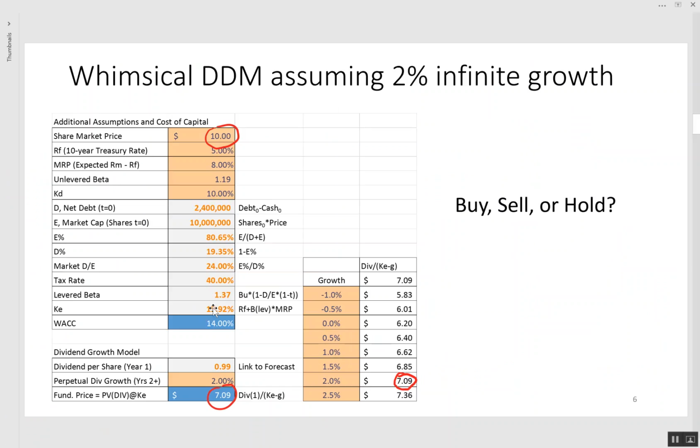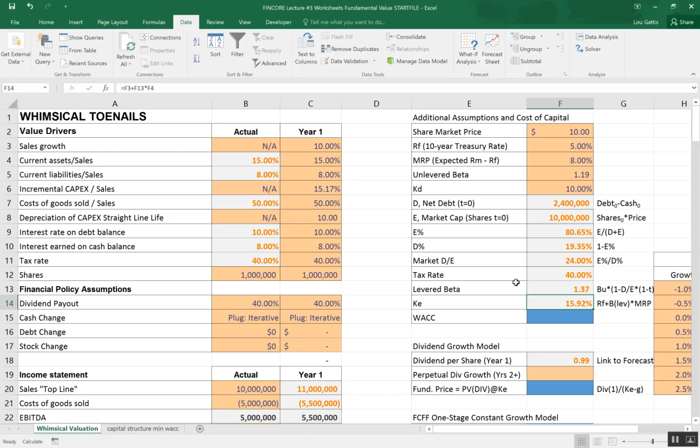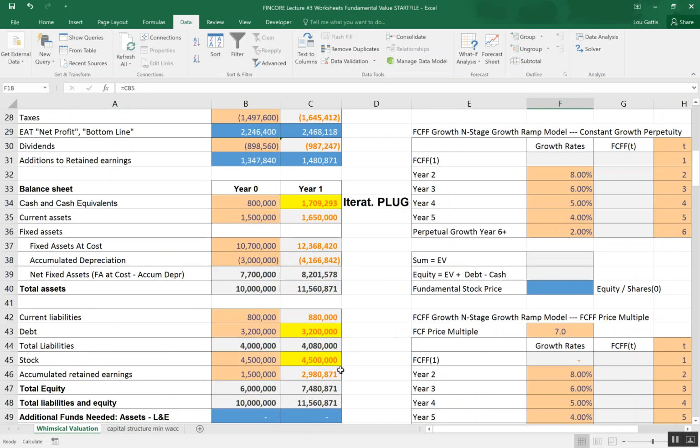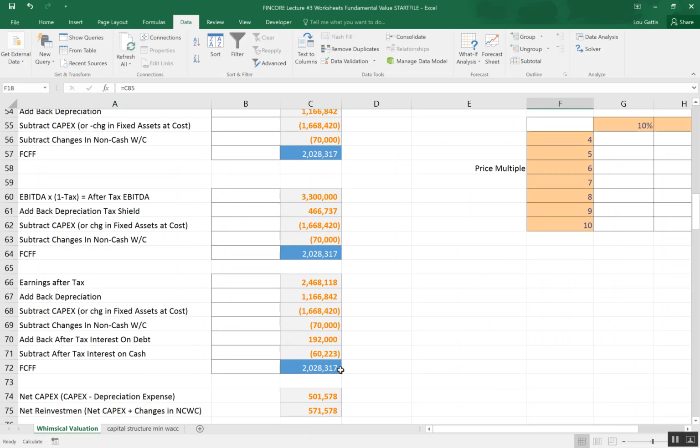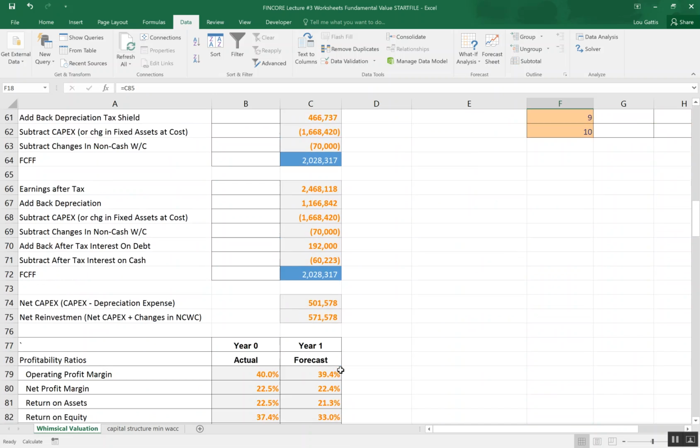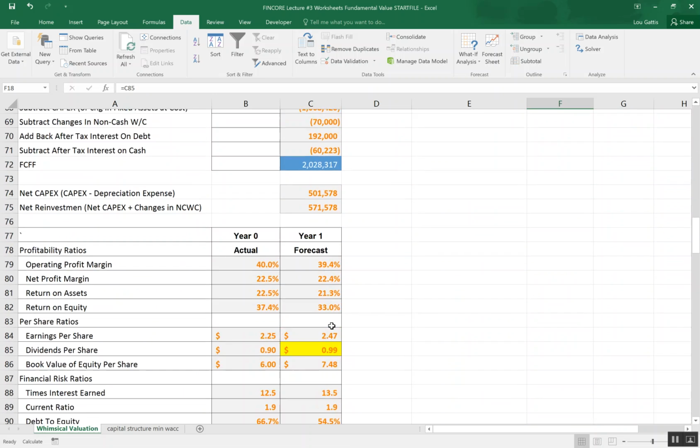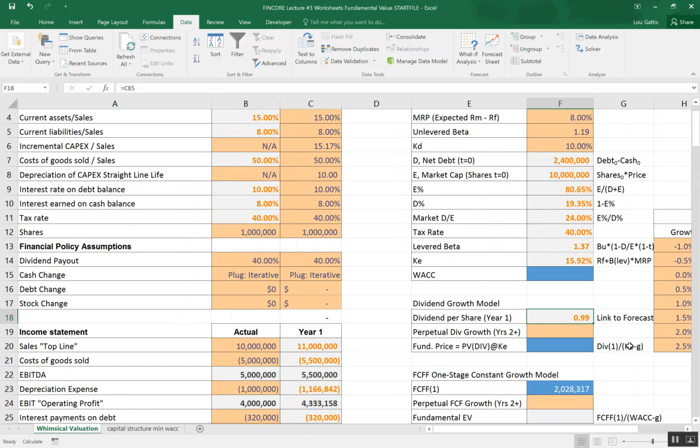All right, so now I have cost of equity. I've forecasted that this firm is going to have a dividend per share of 99 cents, and that's from my forecast of net income divided by number of shares outstanding. So that's down here in my spreadsheet, and I have a link to it up here. Let's assume that cash flows grow forever at 2%. So this firm's dividends are going to grow at a little less than the growth of the economy.